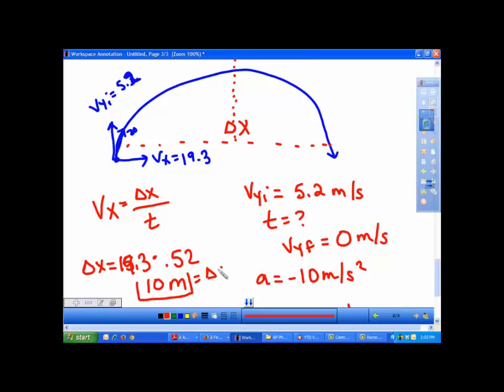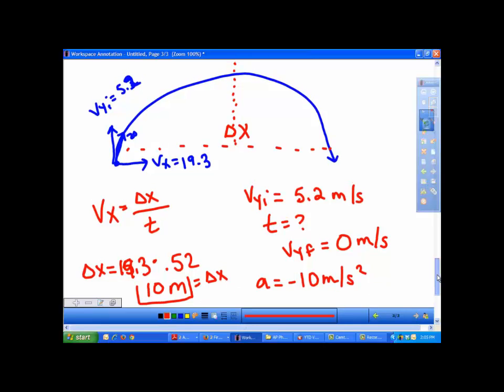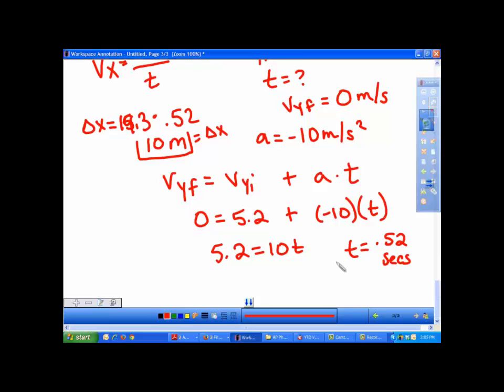Alright, I got half of the problem. Because they also wanted to know how long the projectile is in the air. So I figured out how long it took the projectile to go halfway. So now I'm just going to multiply 0.52 by 2, and that gets me 1.04 seconds is the time for my projectile.